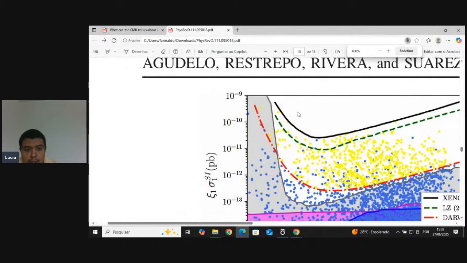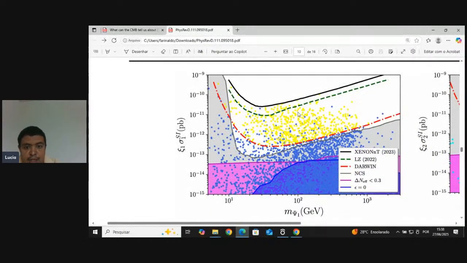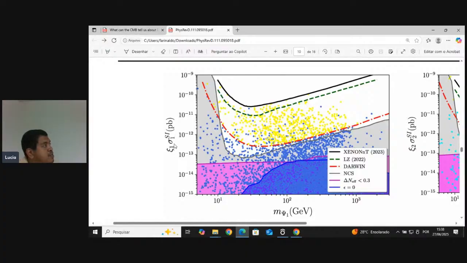where I show the contribution for the first dark matter candidate. The spin independent cross section for the first dark matter candidate multiplied by the ratio of the abundance as a function of the dark matter candidate mass. And we show here also the limits imposed by Xenon, Panda, LZ, Darwin, and the neutrino floor. That is the gray band. And we also take into account the constraints due to effective degrees of freedom in the relativistic universe. The magenta region is the one that satisfies the constraints from effective degrees of freedom in the early universe.